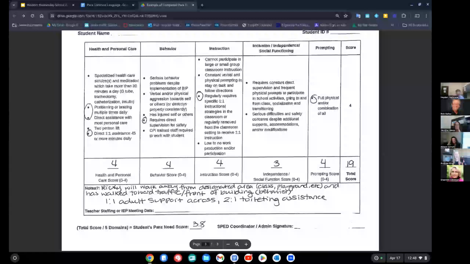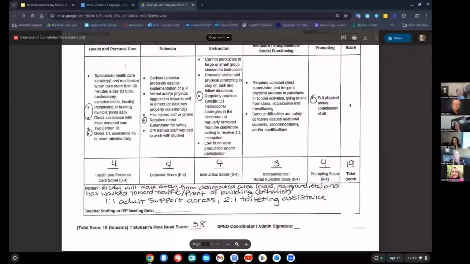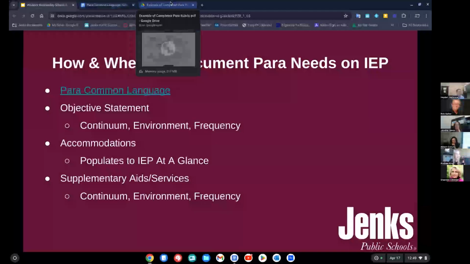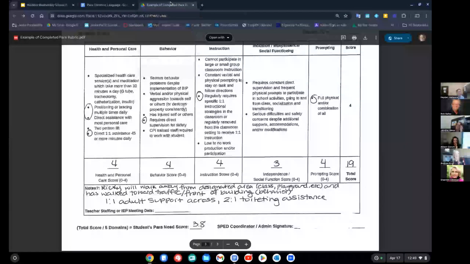Absolutely. And like we said earlier, a para is restrictive. So we want to make sure that we've exhausted all other options before coming and completing the para rubric, because we want to provide the student with the least restrictive environment. And the note section is more of a conclusion. So after reviewing the para rubric with the parents, what does the team feel like para support is needed? What does that look like?